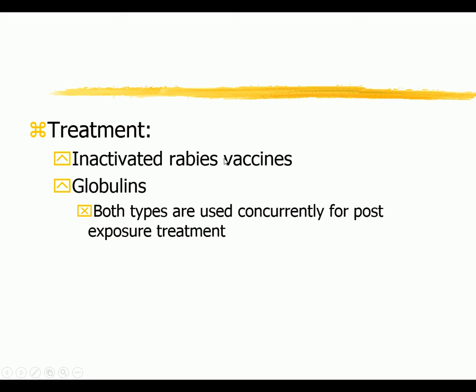Treatment is with the inactivated rabies vaccines. These induce artificially active immunity, right? And then you can get globulins, which induce artificially passive immunity. Both types are used concurrently for post-exposure treatment. Once the symptoms appear, treatment is of little value. So because of that long incubation period, 1 to 3 months, we want to hurry up and get this active and passive immunity on board.